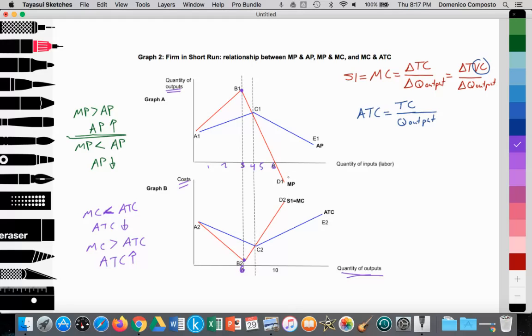Okay, so that's the relationship between the MP and the MC, which basically explains why the supply curve is upward sloping, why the marginal costs of production are rising because of the law of diminishing marginal returns. And again, we already know this relationship between the MC and the ATC, as we explained. When the marginal cost from A2 to B2 to C2 is less than the average cost of production, it pulls the average down. Then they equal each other at point C2, which is where ATC is at minimum.